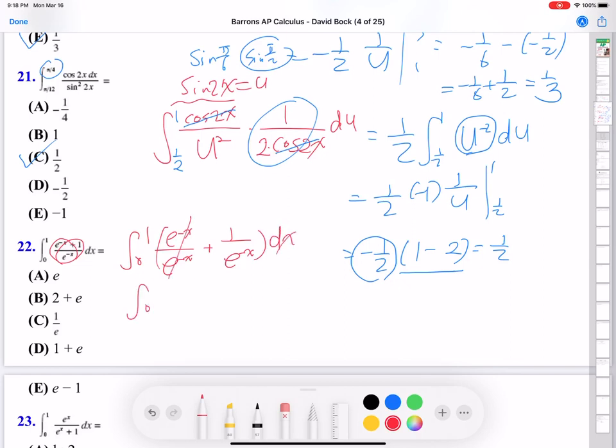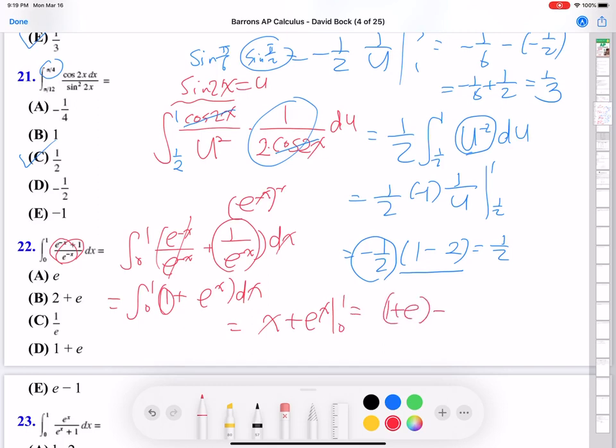So the integral from 0 to 1 of 1 plus this part, e to the negative x to the negative 1 power, is e to the x. And then find the indefinite integral first. The integral of 1 is x, and the integral of e to the x is e to the x. From 0 to 1, plug in the top number, 1 plus e, minus the bottom number, 0 plus e to the 0 power. So that is just e, because 1 and 1 cancel out. E, A is the answer.